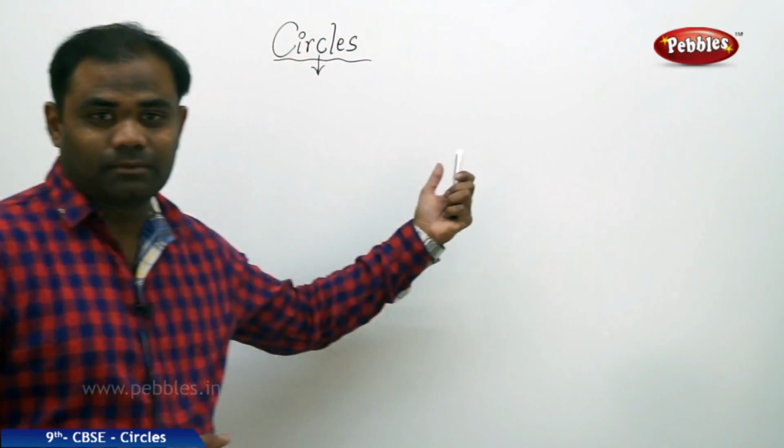Now let's see some additional chord properties in a circle. So today's session is about the chord and the angle subtended by the chord at a point. It can be the center of the circle or at any point on the circumference of the circle. So today's session, angle subtended by a chord at a point.